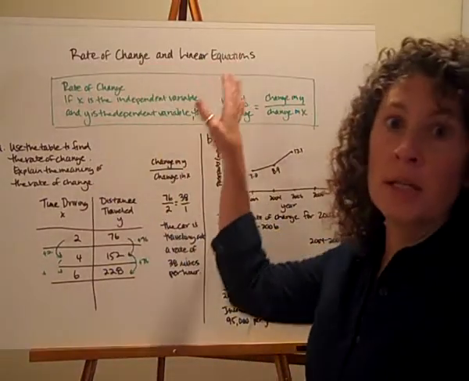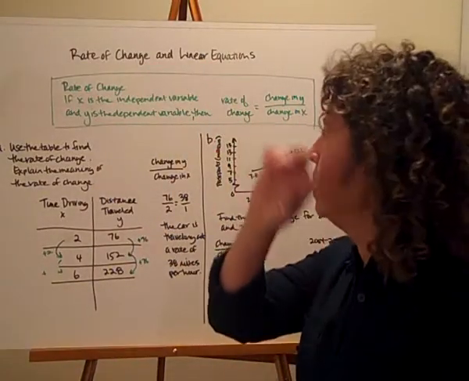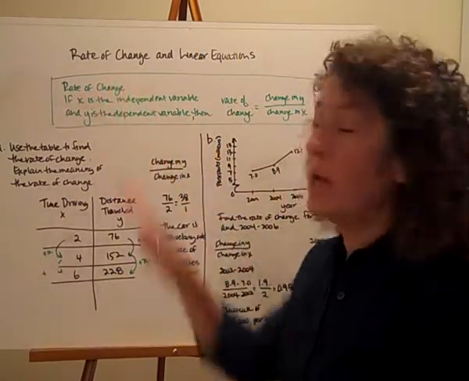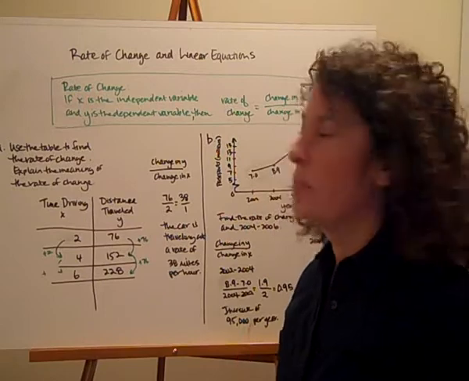Rate of change and linear equations. So we're going to talk about how our variables change with each other, and we're calling that our rate of change. So how fast is something changing?